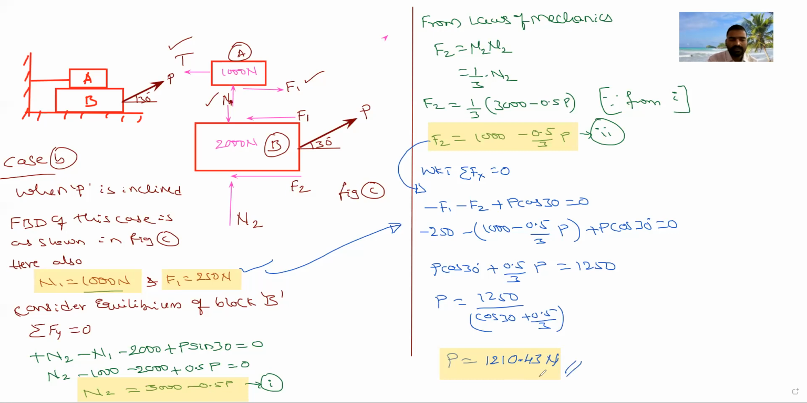Is there any difficulty? So what equations have I used? I have used directly only sigma Fx is equal to 0, sigma Fy is equal to 0, and laws of mechanics, that is F2 by N2 is equal to the coefficient of friction. You should know that whenever there is a rough surface, friction is developed, and that friction is always opposite to the motion. Okay, take down this one.